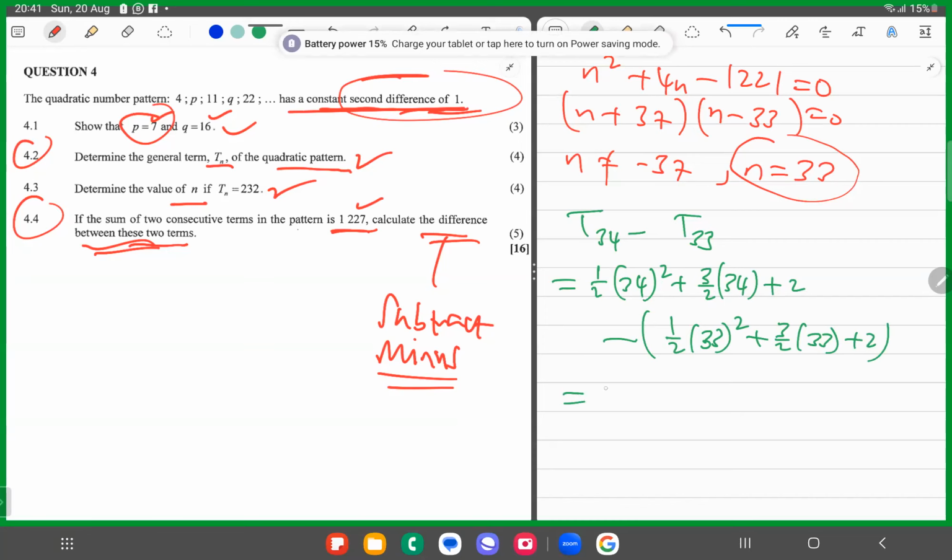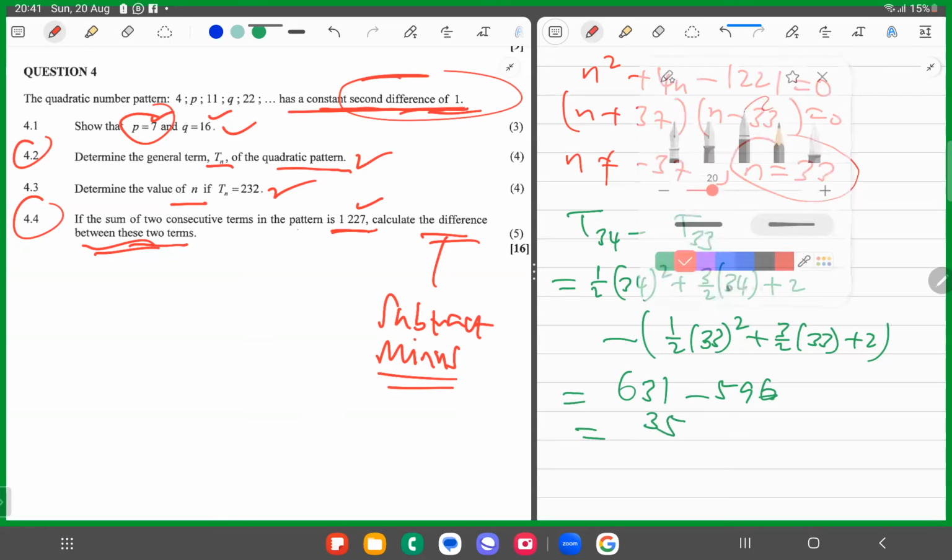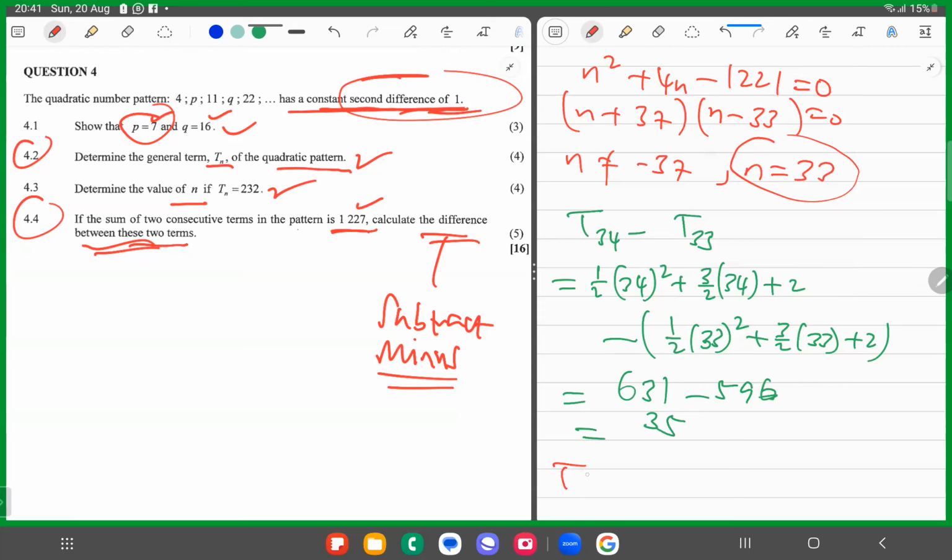So if you do this, this is 631 minus 596. And the result is that you have 35. Which means t of 34 minus t of 33. Right, so the difference between the terms is 35.